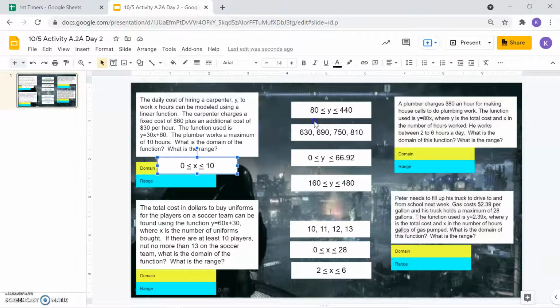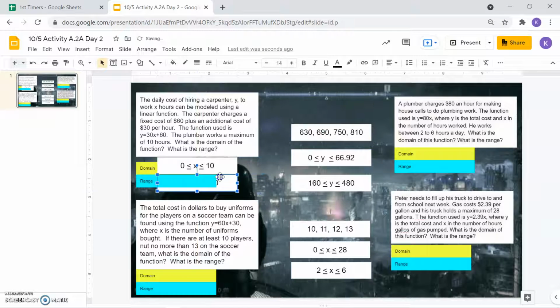So which one is it? From 60 all the way to 360, which I changed the numbers, but on yours it should be this one. So I'm just going to drag it over here. Now what do these numbers say? Any number between 60 and 360.